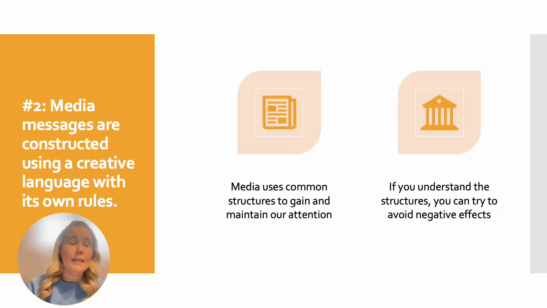So once we start to recognize that media messages are constructed using a creative language with its own rules, we can really start to understand how media impacts society. So we need to recognize that media uses common structures to gain and maintain our attention. It's going to use things it knows will capture or hold or engage with our attention spans. And this often means using things like clickbait or surprise factors or really crazy headlines to draw us in because they know that's what's going to hold our attention. If we can understand these structures, what they're trying to do here, then we can try to avoid the negative effects that the media might have on us.